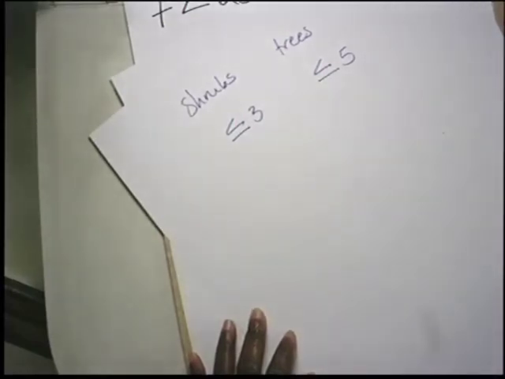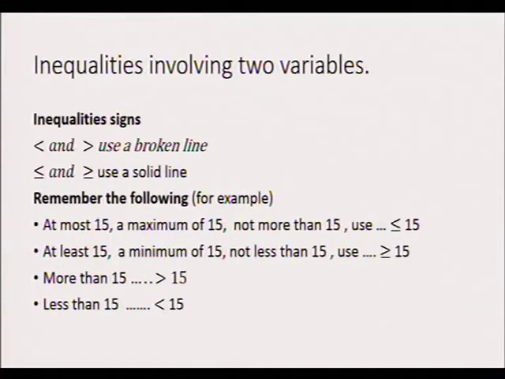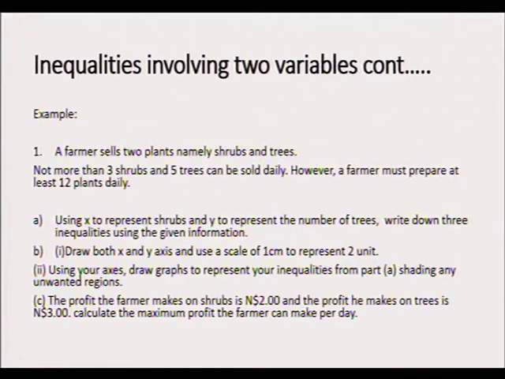However, a farmer must prepare at least, if you go back again, at least, we use this one, a farmer must sell at least 12 plants daily. Okay, so using X to represent the number of shrubs and Y to represent trees, write down the three inequalities.